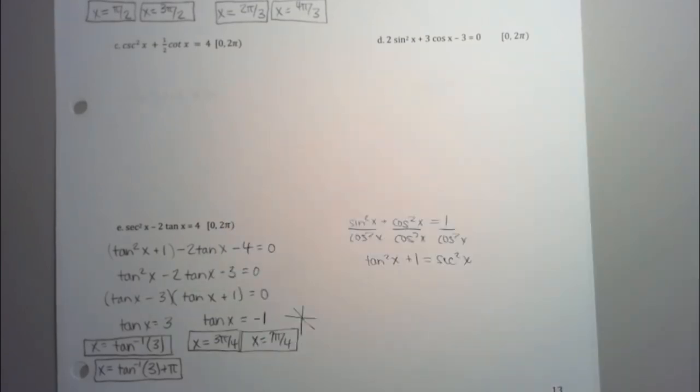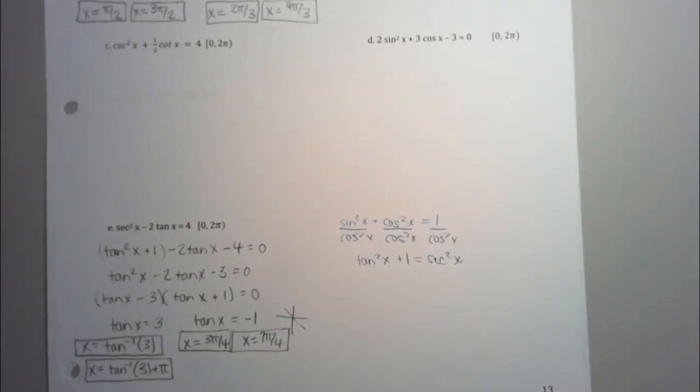We're asked to answer it in radians, so we just leave it as tan inverse of 3 and tan inverse of 3 plus pi. Okay, I'm going to stop here. I'll make a separate video for part 4 so that I can at least get this sent out to you.